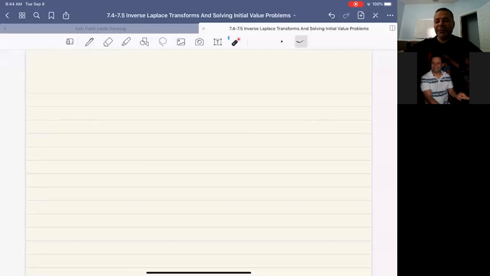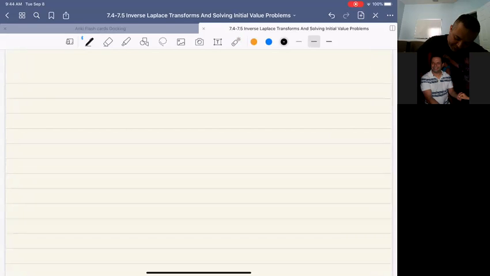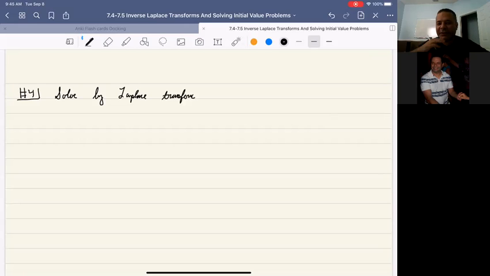All right, welcome back. So we've got another Laplace transform problem to do. This is actually going to be number 4 if you have the textbook and are following along. And we're going to solve by Laplace transforms. You can't read my cursive. Don't worry, it's not that important in this one, okay?